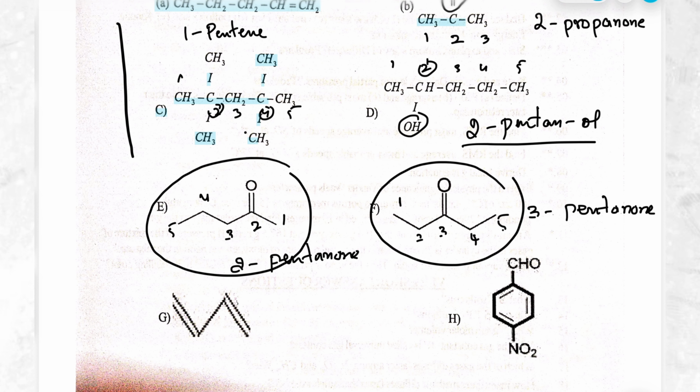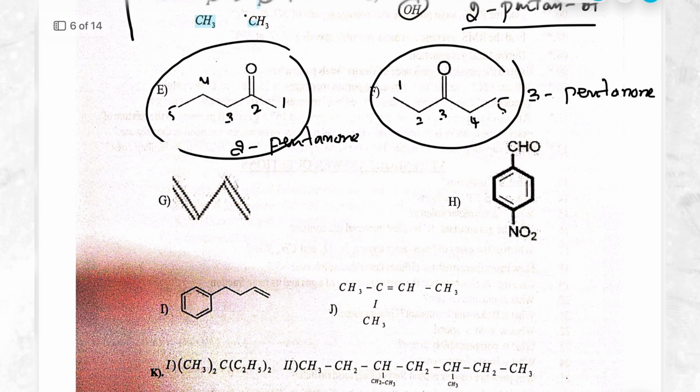What about this? You can see, one minute. Yes, this is 1, 2, 3, 4. So at 1 and at 2, double bonds are there. So you can write it as buta-2,3-diene. That's it. Right? Next, what is this?